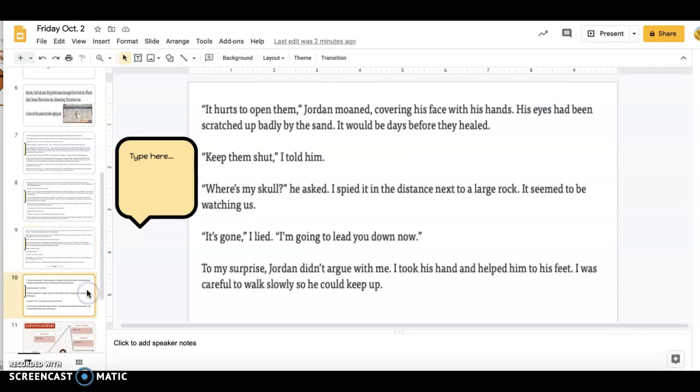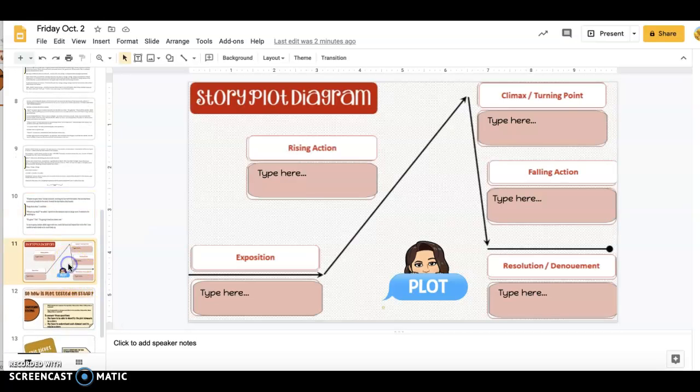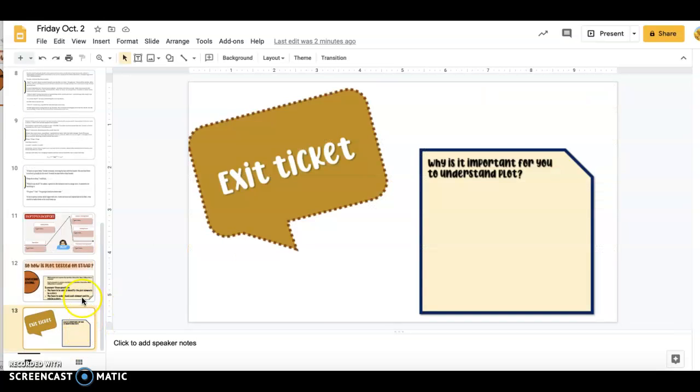Once you go through and read the story, we're practicing plot. You're going to go ahead and plot out the story, Climbing Skull Mountain. And then after plotting it, you have your exit ticket.